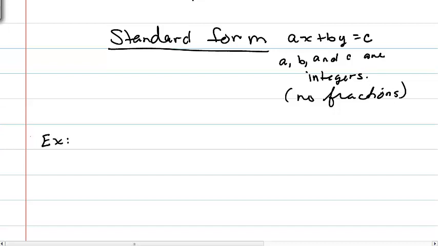So this first example will just be taking one that's written in function notation and rewriting it so that it's in standard notation. So if you have function notation, it would be f of x equals 1/2 x minus 2/3. So this is in slope-intercept form. The slope is 1/2, and it's crossing the y-axis at negative 2/3. I want to write this in standard form, which means I want both x and y to be on the same side and a plain old number on the right, and I don't want any fractions.